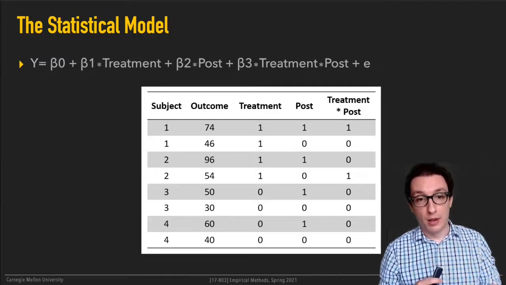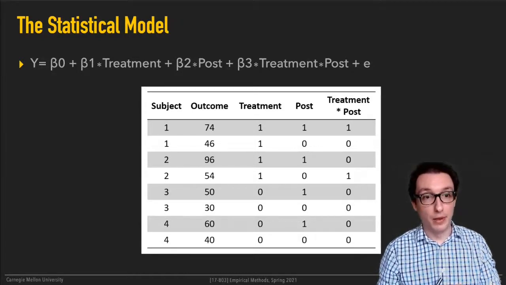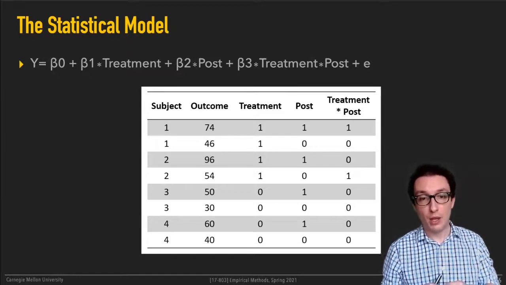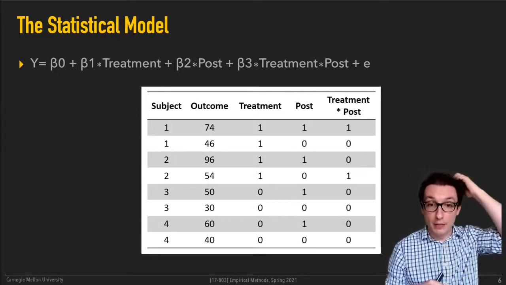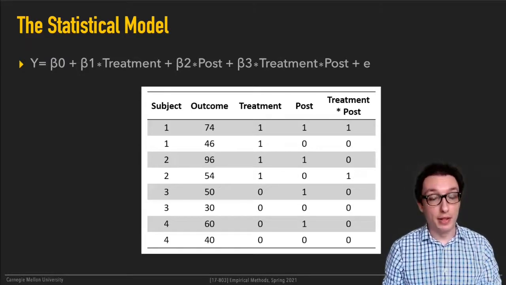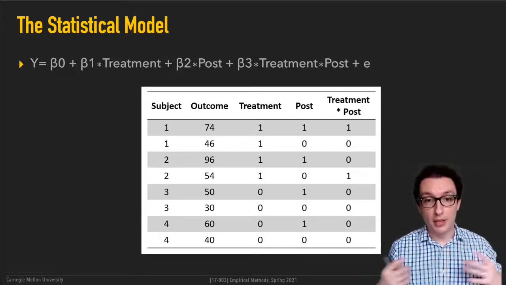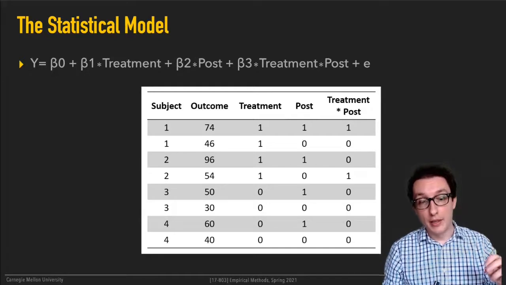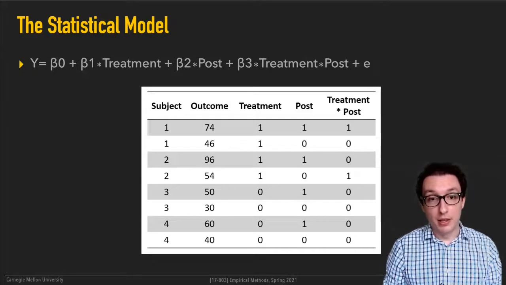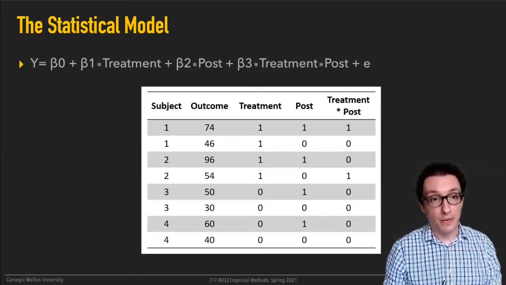Okay. And then you see some measurement of this outcome variable. That's the outcome column there, second column. And finally, the trick to model this with simple linear regression, or multiple linear regression rather, is to include this interaction effect between treatment and this post variable.